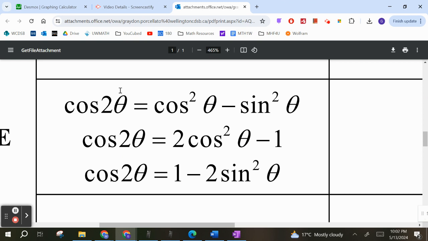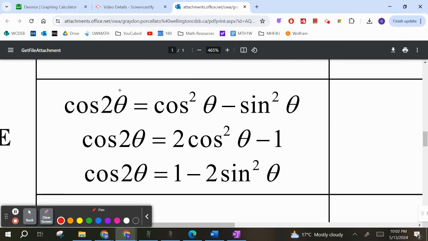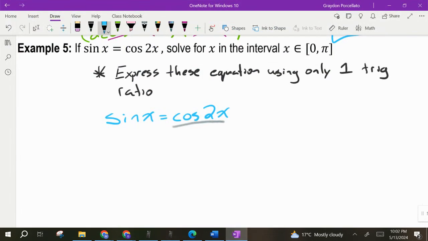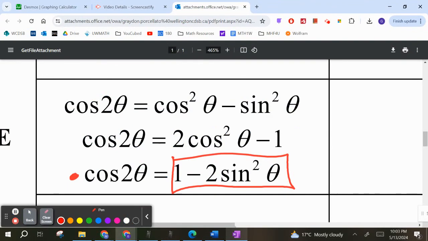Now remember, I said I want to write this all in terms of either sine, cos, or tan. If that's the case, then I'm going to specifically use this one here, because this one is just sine. Obviously it's a sine squared, which means we're going to have a quadratic. So I'm going to write it as 1 minus 2 sine squared theta. So I'm going to say, sine x equals 1 minus 2 sine squared x. Now your variables are interchangeable. Obviously, we have thetas here.